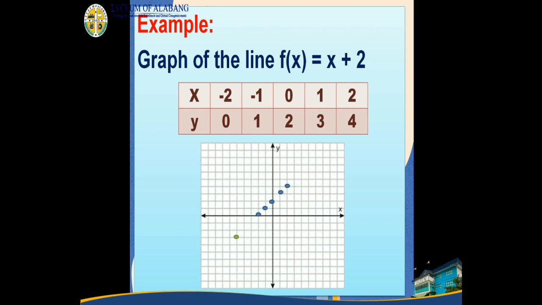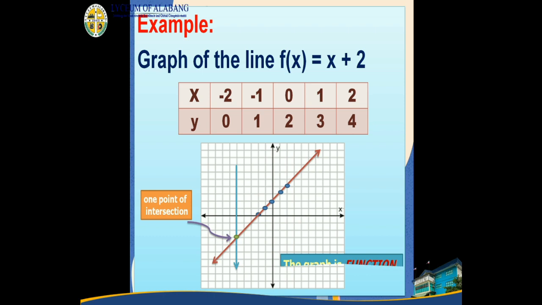The graph forms a straight line. To check if the graph is a function, we use a vertical line test. Since there is one point of intersection, the graph is a function.